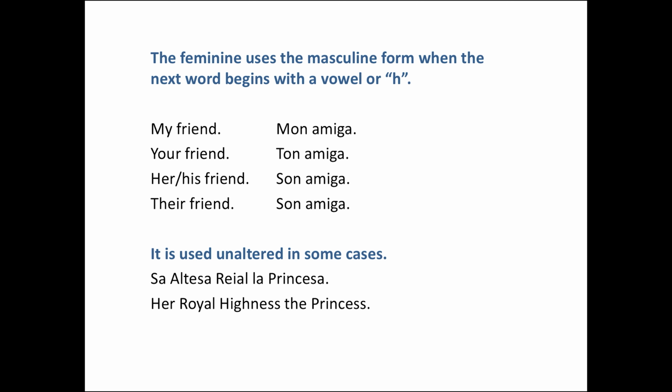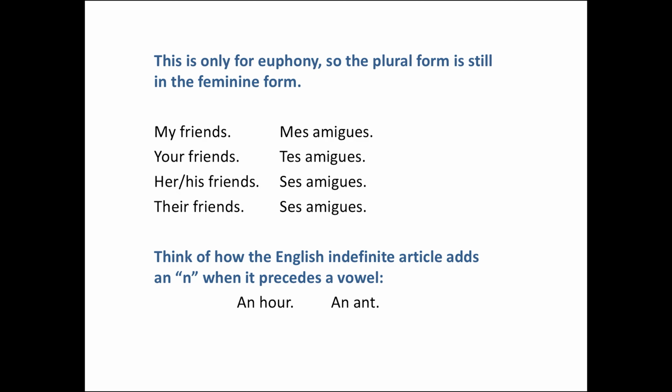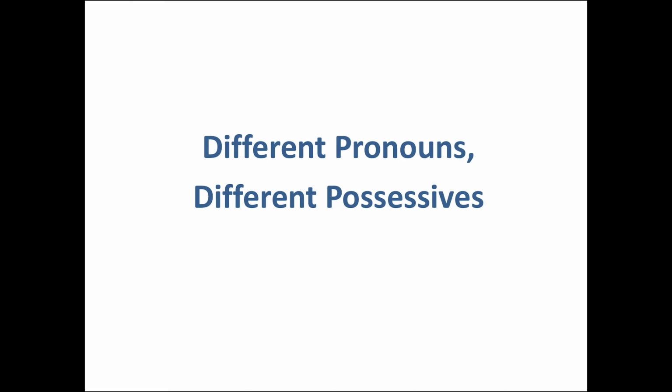The feminine uses the masculine form when the next word begins with a vowel or H. So instead of ma amiga, you say mon amiga, ton amiga, son amiga. It is used unaltered in some cases, such as Sa Alteza Real la Princesa. This is only for euphony, so the plural form is feminine. So instead of saying mos amigas, you say mas amigas, tas amigas, sas amigas. Think of how the English indefinite article adds an N when it is followed by a vowel sound, such as an hour, an aunt.